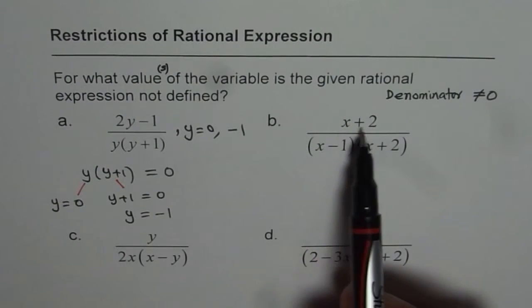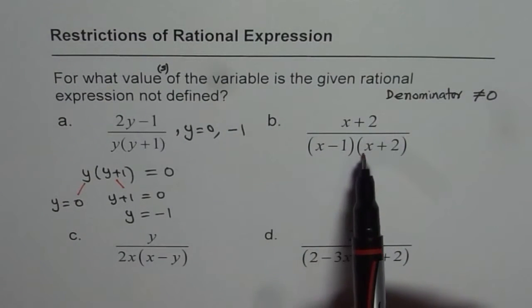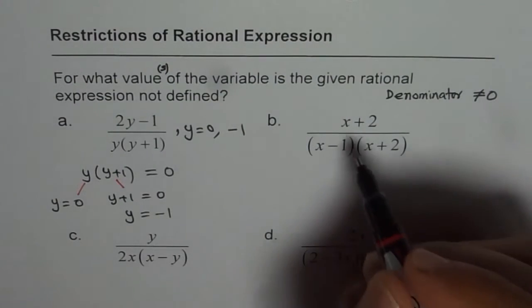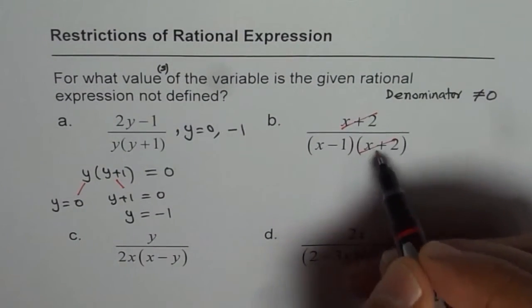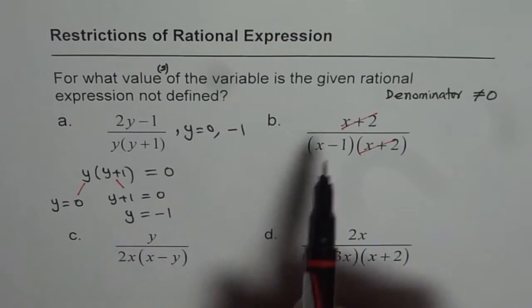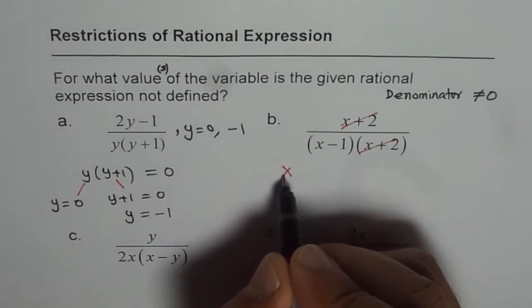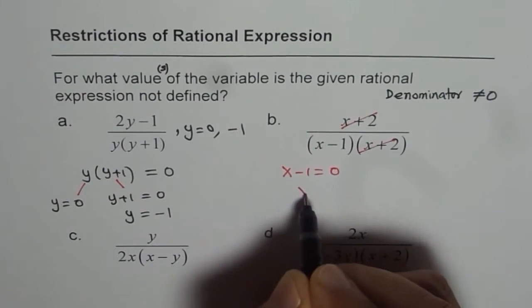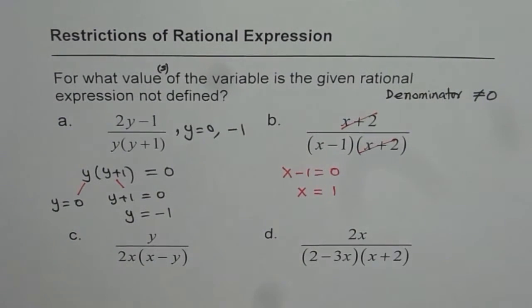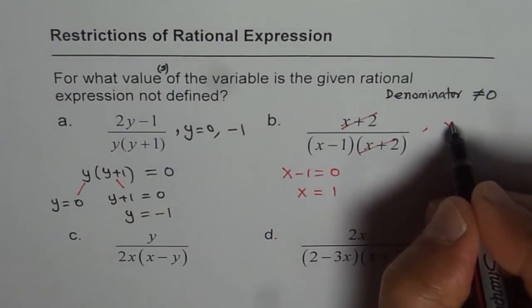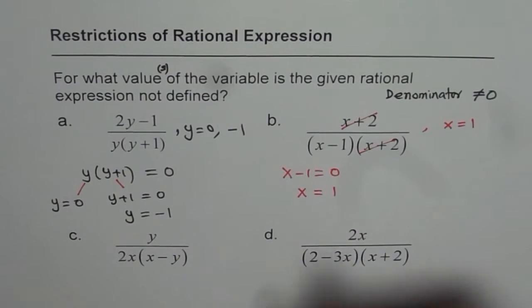Now one more suggestion. Here we have x plus 2 divided by x minus 1 times x plus 2. At times you can always cancel this, right? Once you cancel, you're left with x minus 1. Now some of you may just equate x minus 1 to 0 and find one answer, that is x equal to 1, and so you say, well, one restriction is x equals 1.